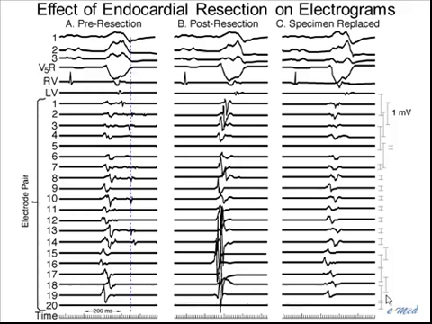Here is pre-resection, and you see the end of the QRS complex with these late potentials and certainly split potentials here. And then after resection, you see a couple of things. Those are gone, and the systolic component is much larger than it was during sinus rhythm before.